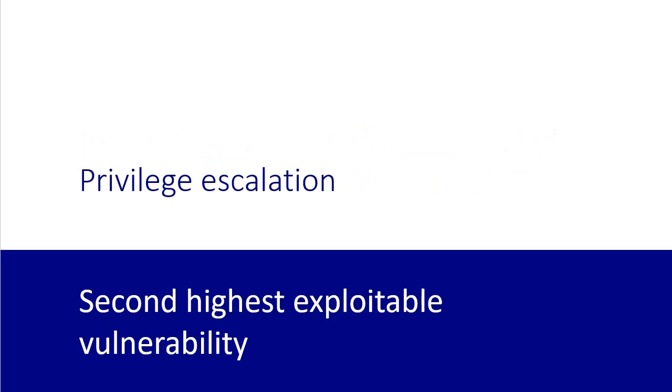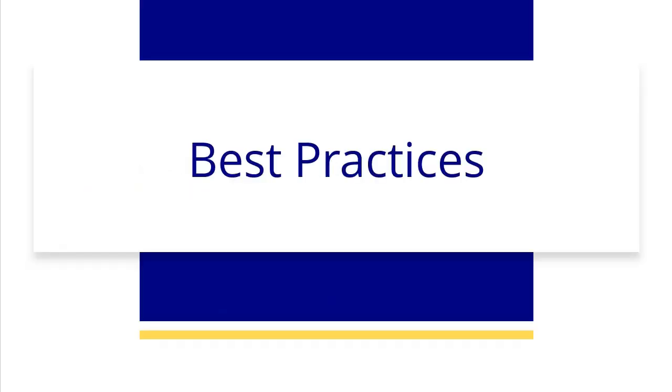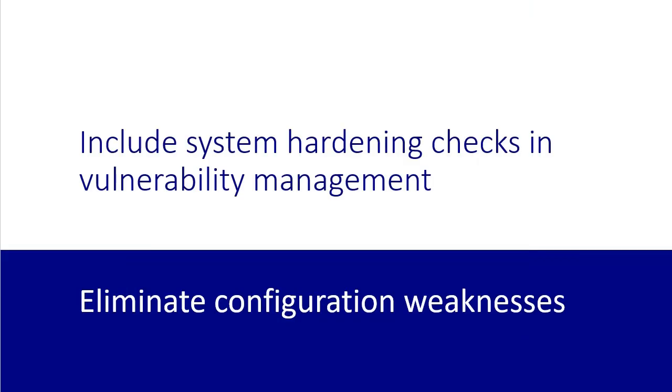Privilege escalation is probably the second highest exploitable vulnerability, and it's not going to be a critical. I think I mentioned that before. Once they get in and gain a minor foothold, being able to elevate their privileges opens up the gate. So now that we've broken it down a little bit, let's talk about some of the best practices.